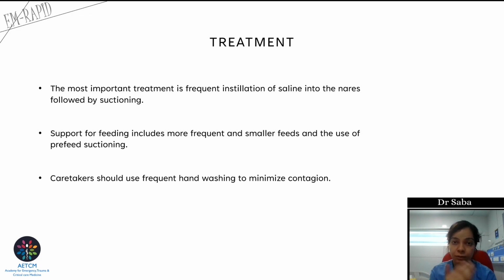So once we do the frequent suctioning and make sure that the airway is patent, we tackle the next big problem, that is poor feeding. The child might not be feeding well. In that case, we support the child's feeding by making it more frequent and smaller feeds, and with the use of pre-feed suctioning. Basically, you clear the nasal airway and then feed the child. That is the pre-feed suctioning. And caretakers should use frequent hand washing, in order to limit the chances of spread of infection.